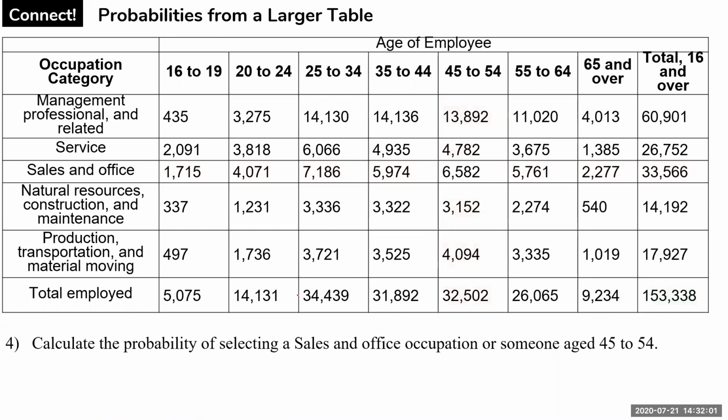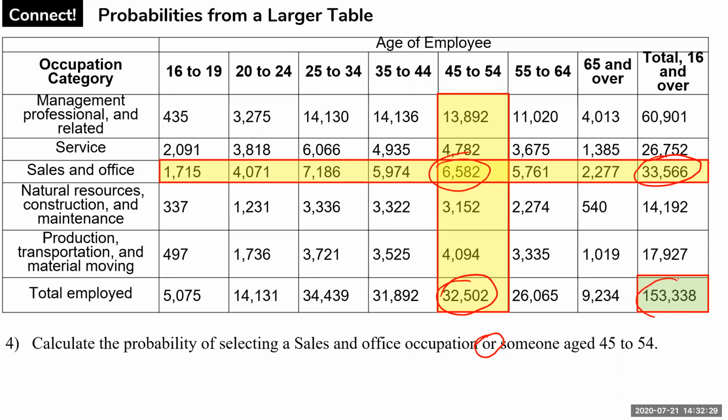And here we are dealing with the or statement. Calculate the probability of selecting a sales and office occupation or someone aged 45 to 54. Because we are dealing with the or scenario, we are going to put these totals together, take away the overlap, and divide by the total. That is how you deal with the or case. We just looked at how to do that. Do you remember that?